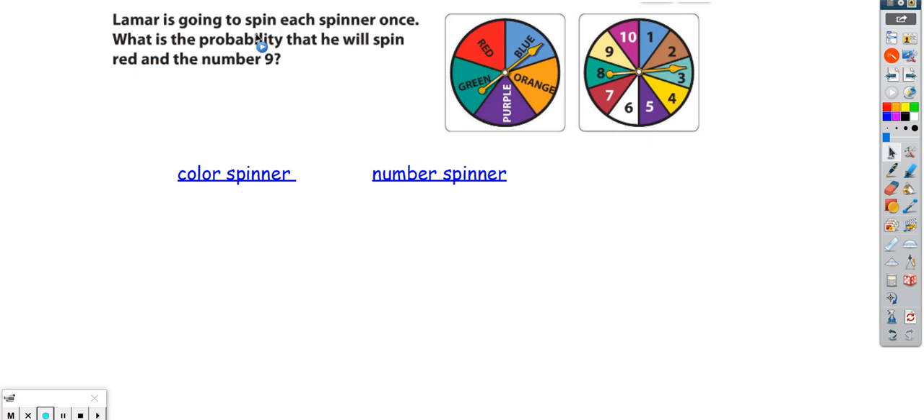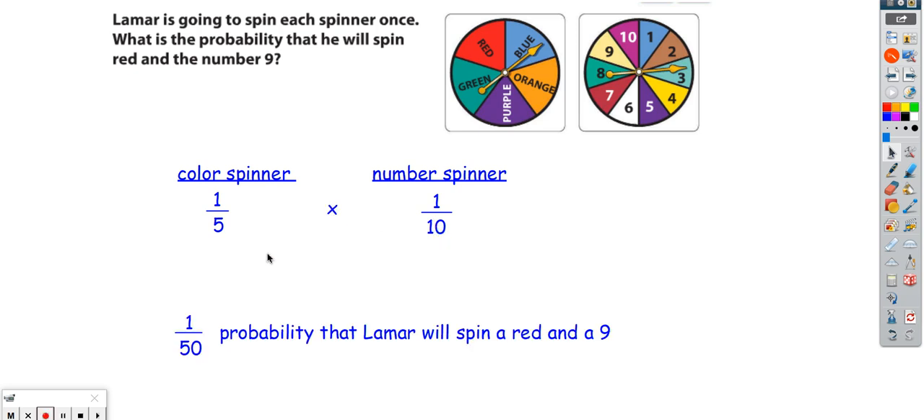But they're asking what's the probability that he will spin red. Well, I have 1 red out of the 5 colors on my spinner. So 1 out of 5. And the number 9. And both at the same time when we spin. So look over here at my spinner. I have 1 number 9 out of the 10 numbers. I'm going to go ahead and multiply my 1/5 times my 1/10, and that is going to give me a 1/50th probability that Lamar will spin a red and a 9.